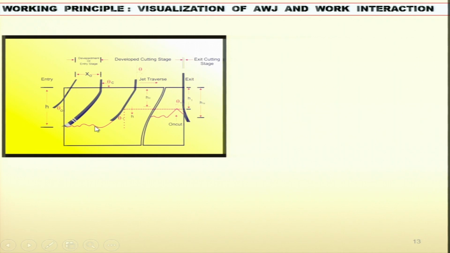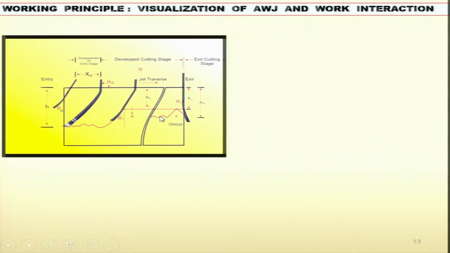That's why I told you reasonably good surface and reasonably good edge quality, because you are not going to get straight or flat, smooth surfaces in case of abrasive water jet machining as well as abrasive water jet micromachining. Now you can see this is the kind of surface you are getting, and when it reaches the other end, it just exits like this as shown over here. This is the exit cutting stage and this is the entry cutting stage.